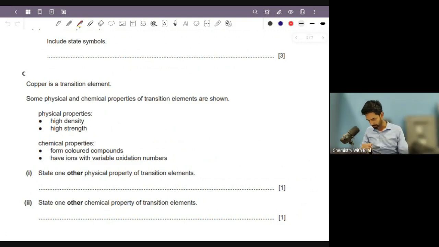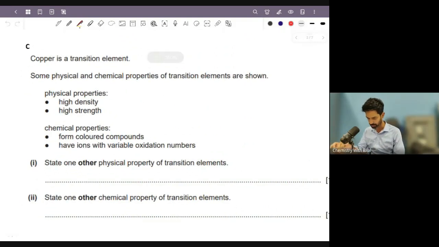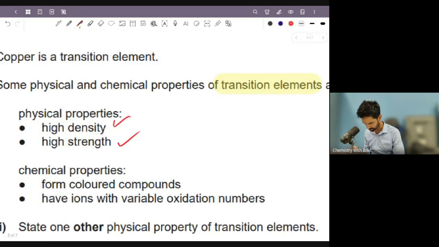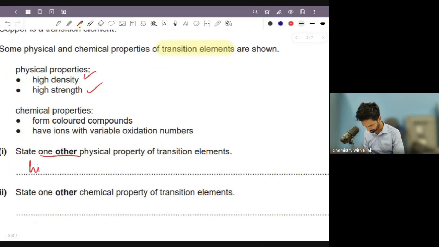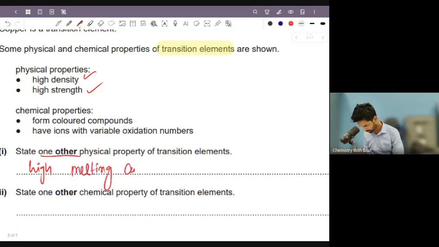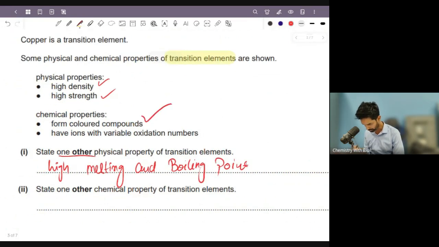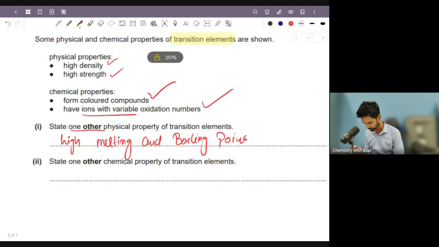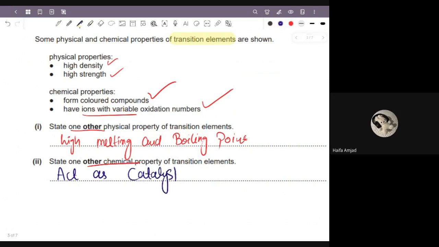Look, this was a very good examiner, he has already given all the properties. He said they are like transition metals; we are talking about transition metals. For physical properties, he said high density, high strength, and another one, high melting and boiling point. High melting and boiling point, one property. And for chemical properties, he says form colored compounds, show variable oxidation state. One other chemical. So what is the third chemical? They can be used as catalysts. Act as catalysts. Yep.